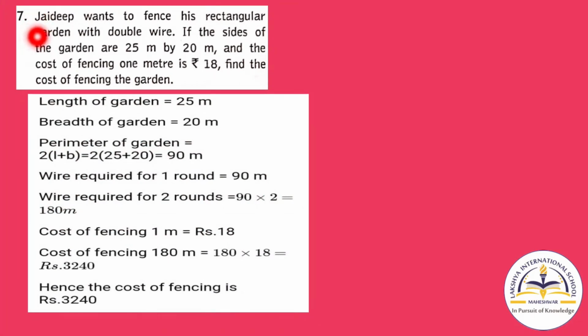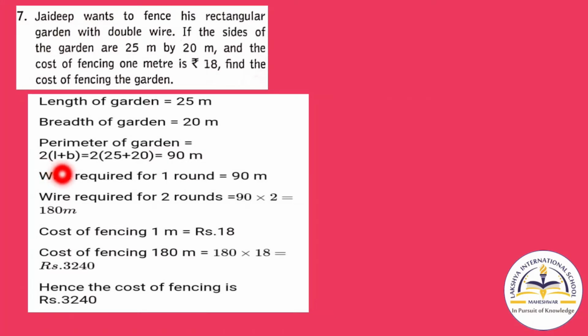Now question number 7, Jaideep wants to fence his rectangular garden with double wire. If the sides of the garden are 25 meter by 20 meter and the cost of fencing 1 meter is rupees 18. Find the cost of fencing the garden. Now here you can see 25 meter by 20 meter. So this is the length, 25 meter will be the length of garden and 20 will be the breadth of garden. So accordingly we have to find out the perimeter of garden. If we have the length and breadth, we can find it, and you can see here it is rectangular.